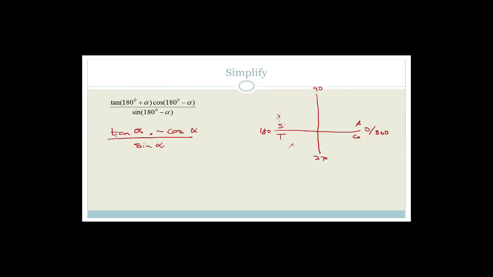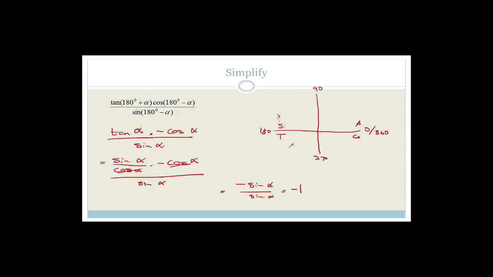Awesome. Now we need to sort this out. We need to actually simplify this. So it becomes sine alpha over cos alpha, multiplied by negative cos alpha over sine alpha. So what does that become? This is multiplication, right? So the cos alpha cancels with this one. So you have negative sine alpha all divided by sine alpha, which equals negative one.